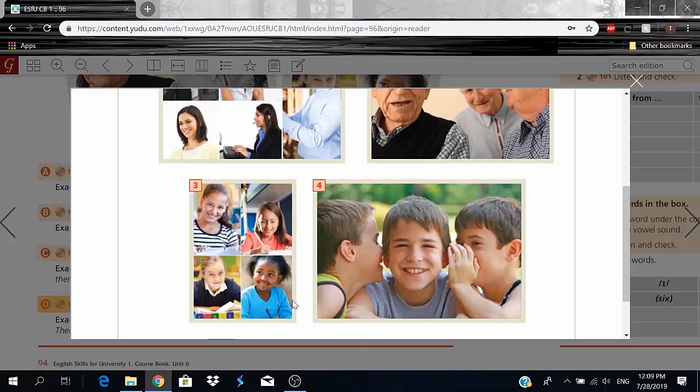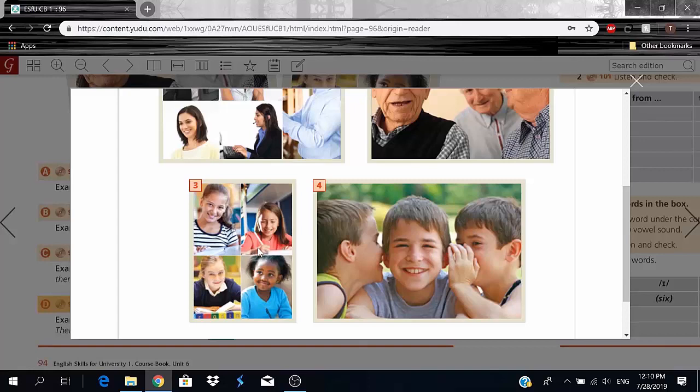So let's move on to number 3. There are 6 children, 4 girls, and 2 boys. Okay, so there are 6 children. 1, 2, 3, 4, 5, 6, 7. Obviously wrong again. Here we have 4 and we have 8. Okay, so we have 8 children total.